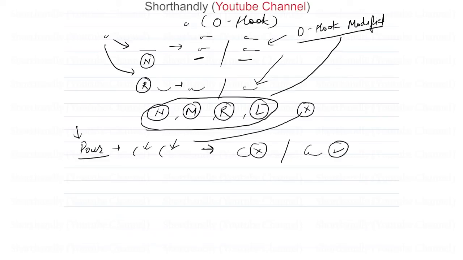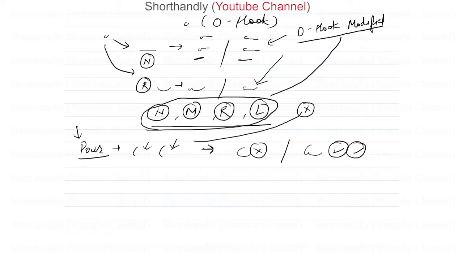So you have to keep this in your mind. First, the O hook modified can be used only with these four characters. And the second thing is that if any downward stroke or a curve comes before this O hook, then we cannot use this O hook modified method. Then we have to use the usual, normal way, like this one.